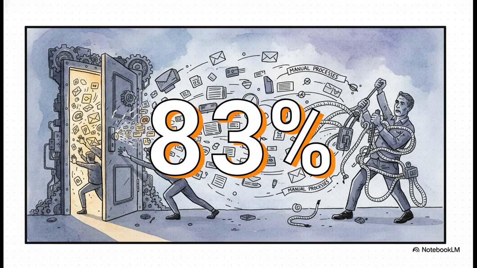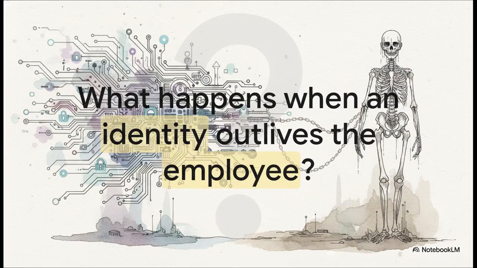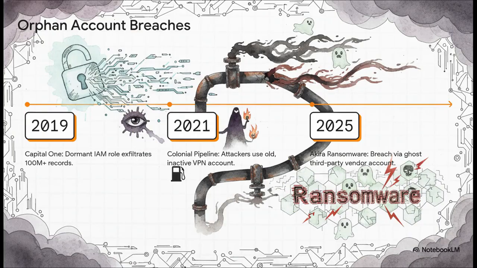I want you to reflect on your own experience for a minute. Have you ever left a job and realized, maybe a week later, that you could still log into an old software portal or read internal emails? When manual processes fail, the invisible backdoors are just left wide open. Which leads us to a terrifying question that every single security professional really needs to ask themselves. What actually happens when a digital identity outlives the employee it belongs to? Well, the real-world consequences are literally catastrophic.